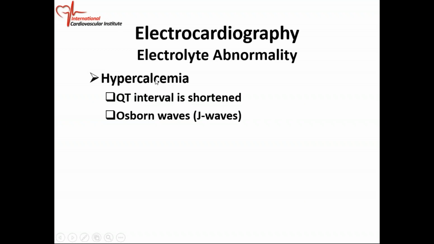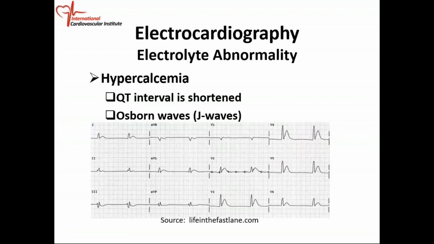Hypercalcemia now. With a high calcium, your QT interval is shortened. It's the opposite of hypocalcemia. The QT interval is shortened, and you will get what we call an Osborne wave, the Osborne J wave. The QT is usually a clincher. With hypocalcemia, the QT is prolonged. With hypercalcemia, the QT is shortened. When you measure it, it's shortened.